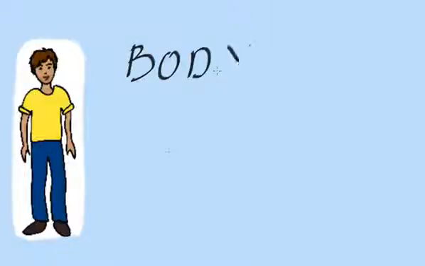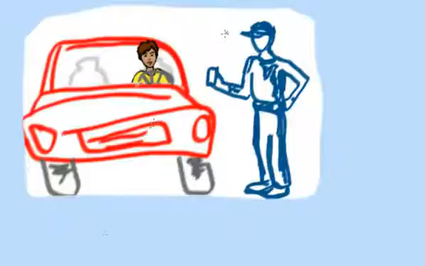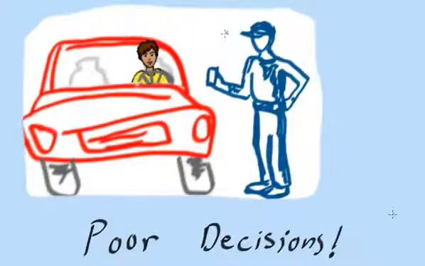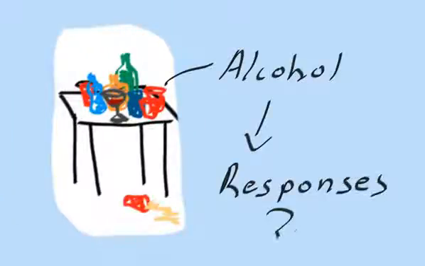If we remember in the last video, Jake's body and mind were affected by alcohol. His reaction time slowed down and he made poor decisions. But how does alcohol cause these responses?